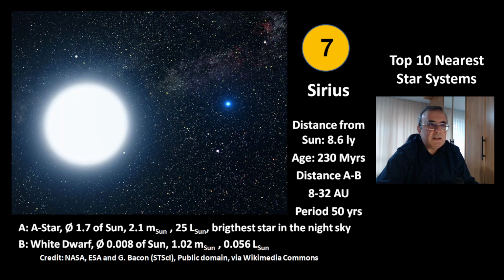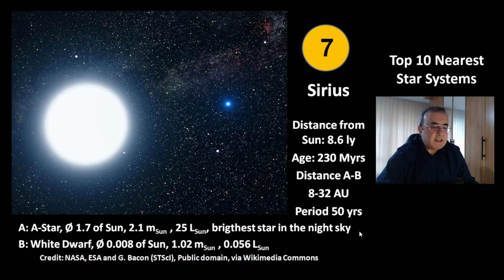This is number 7, Sirius. A pair of objects that are 8.6 light years away. The age of the system is 230 million years. The distance of the 2 components A and B varies between 8 to 32 AU. The period is 50 years. Sirius A is a more massive star than the Sun. It's an A-type star. It has 1.7 times the diameter of the Sun, double the mass, and 25 times the luminosity, which makes it the brightest star in the night sky.